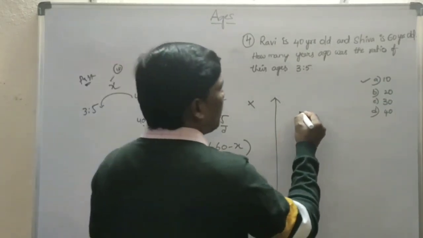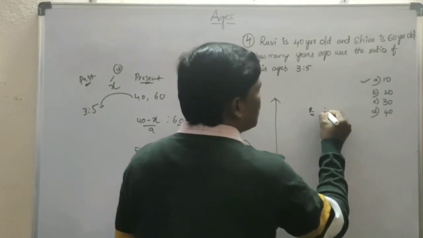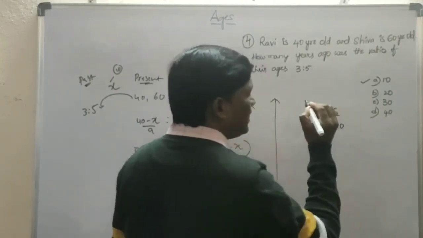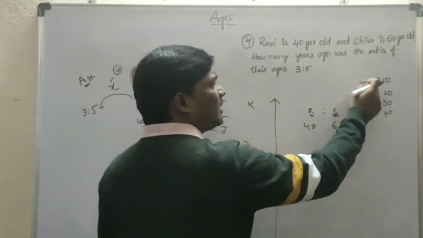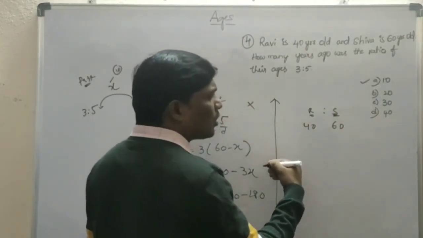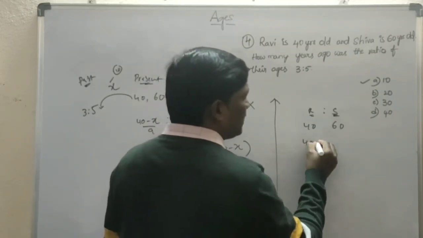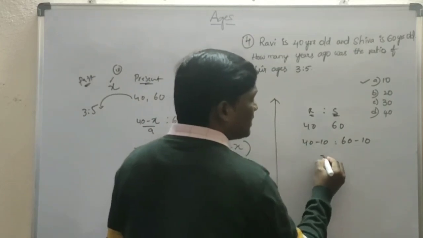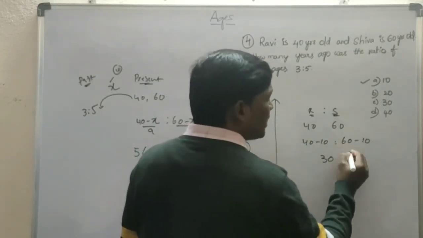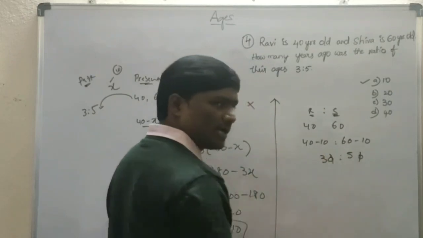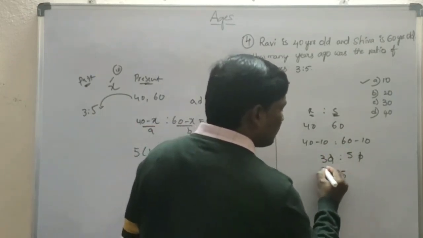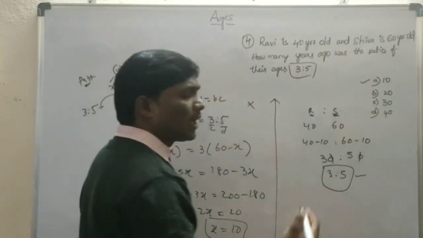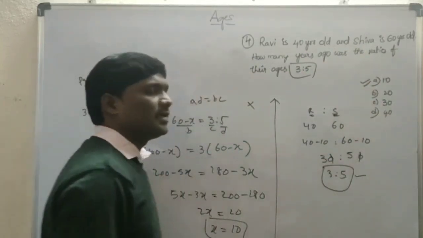Let's see. So Ravi and Shiva. Ravi's age is 40 years and Shiva's age is 60 years. What is the first option? 10 years, meaning 10 years ago, and ago means minus. So 40 minus 10 is to 60 minus 10. 40 minus 10 is 30 years, 60 minus 10 is 50 years. The 0s cancel, so after 10 years their ages will be 3:5. That satisfies, so the first option is the right answer.